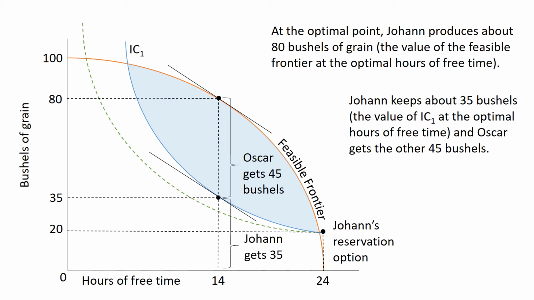Notice that Oscar gets the whole joint surplus, leaving Johann just as well off as he would have been if he were not working and instead just surviving on 20 bushels of grain. That's efficient because MRS equals MRT, but it may not be fair.